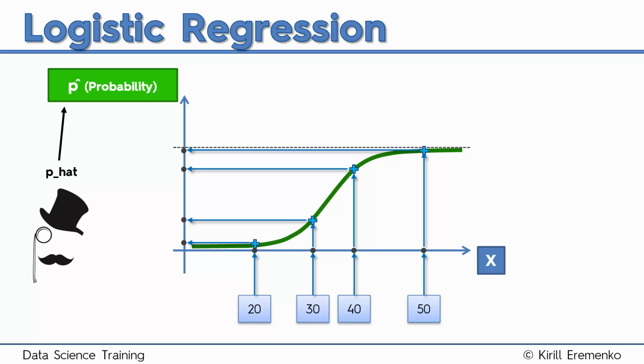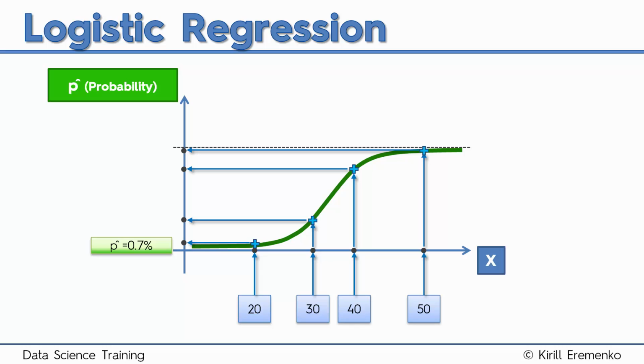So for the person who's 20 years old, the probability of taking up this offer is very low, perhaps 0.7%, so less than 1% to take up this offer. The person who's 30 years old, the probability is higher. It's about 23% to take up this offer. The person who's 40 years old, their probability to take up this offer is 85% according to this model. And the person who's 50 years old, their probability is 99.4%.